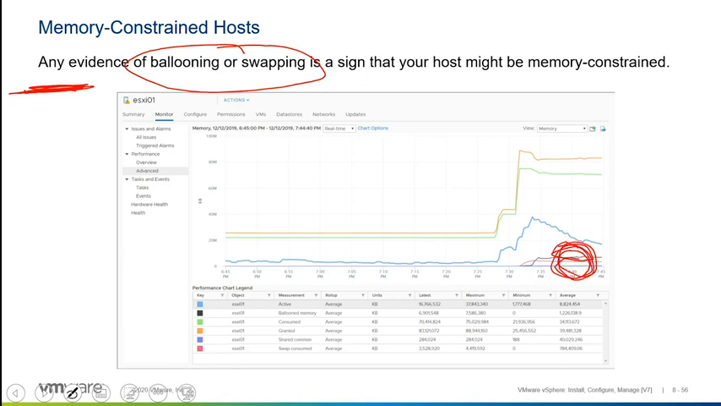Even though the values appear to be low, it does mean that some virtual machines at that point didn't get the RAM that they asked for. And this is evidence that I've consumed all the RAM on the ESXi host, and that maybe I either need to add more RAM or add more hosts, or turn on cluster features like vSphere DRS.